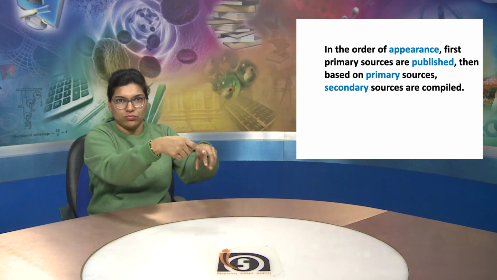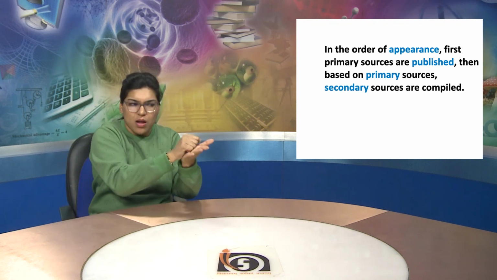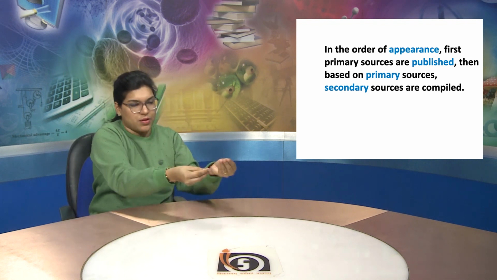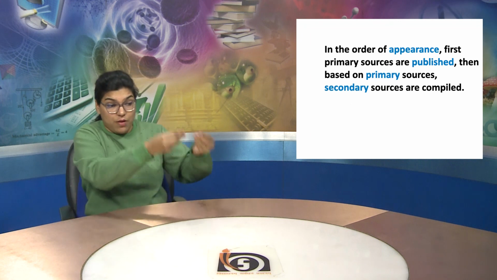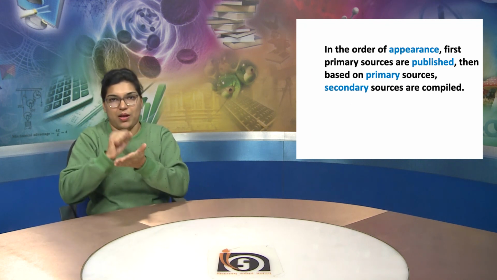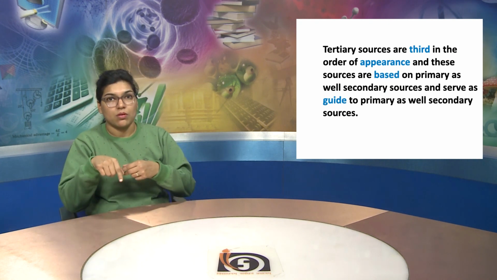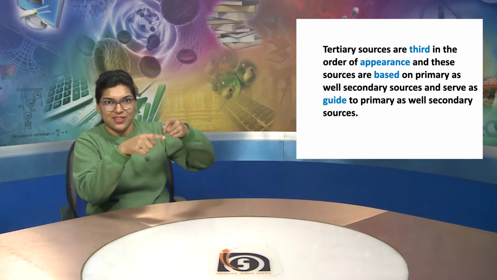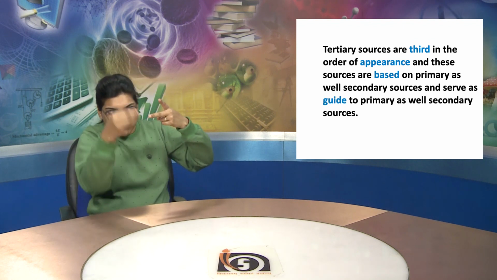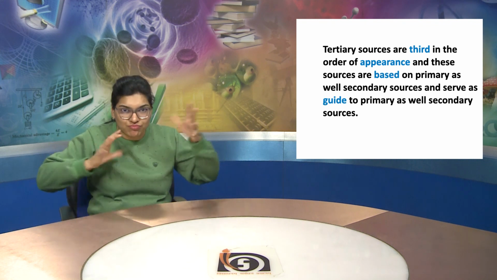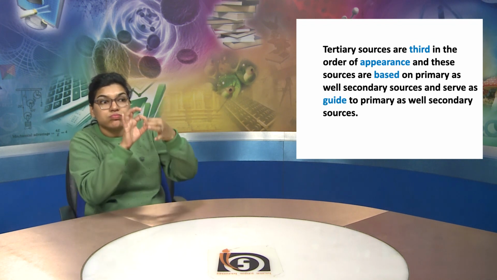In the order of appearance, first primary sources are published, then based on primary sources, secondary sources are compiled, tertiary sources are third in the order of appearance, and these sources are based on primary as well as secondary sources and serve as guide to primary as well as secondary sources.